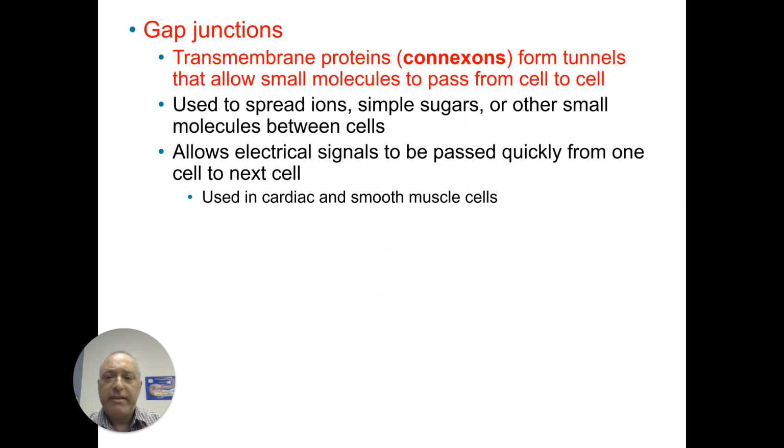Another cell junction is the gap junction. These are made of proteins called connexins. They form tunnels and allow molecules to pass. These are usually small ions and simple sugars.